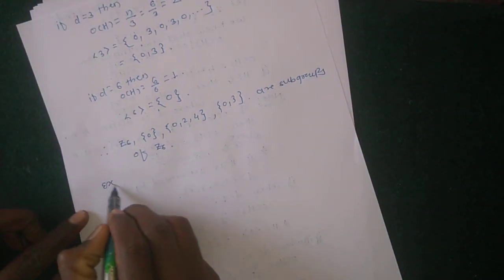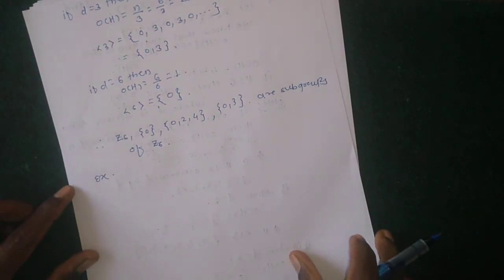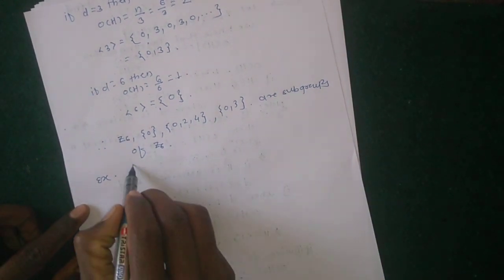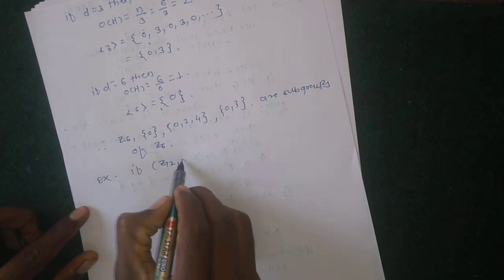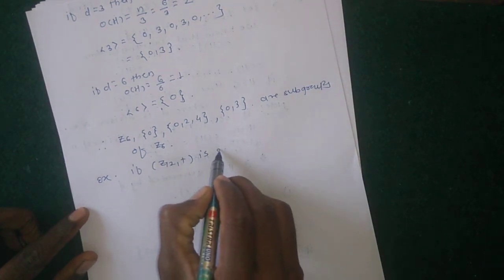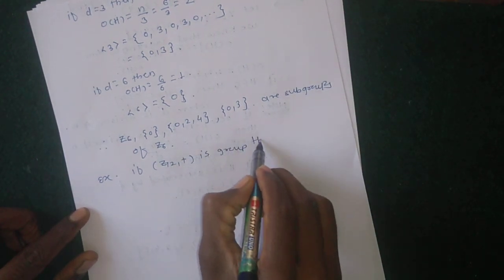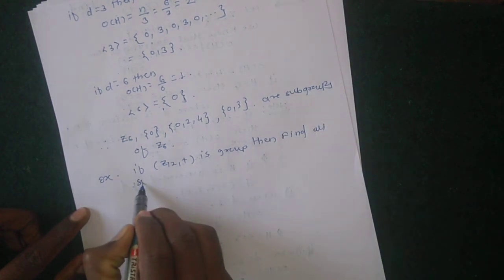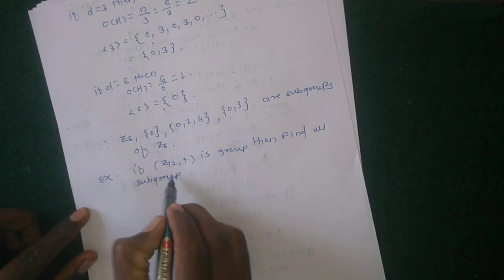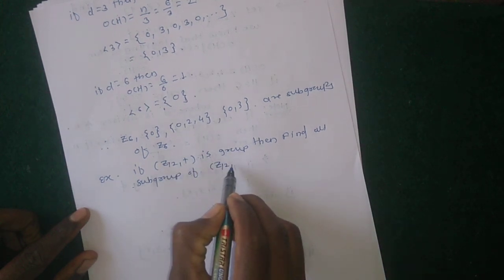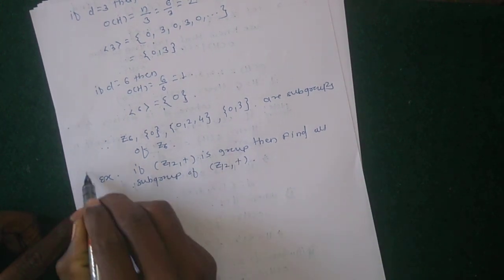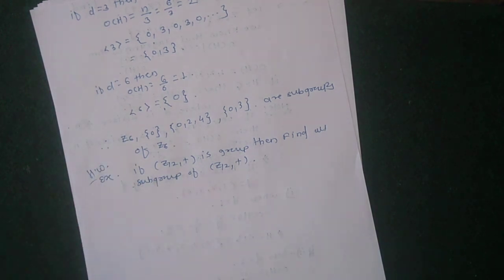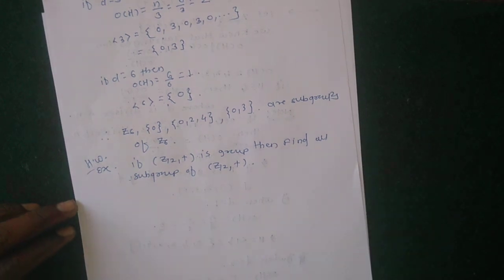Then next example, solve this example at home. If Z12 with addition is a group, then find all subgroups of Z12 with respect to addition. Solve it in a similar way at home. Try to solve this example.